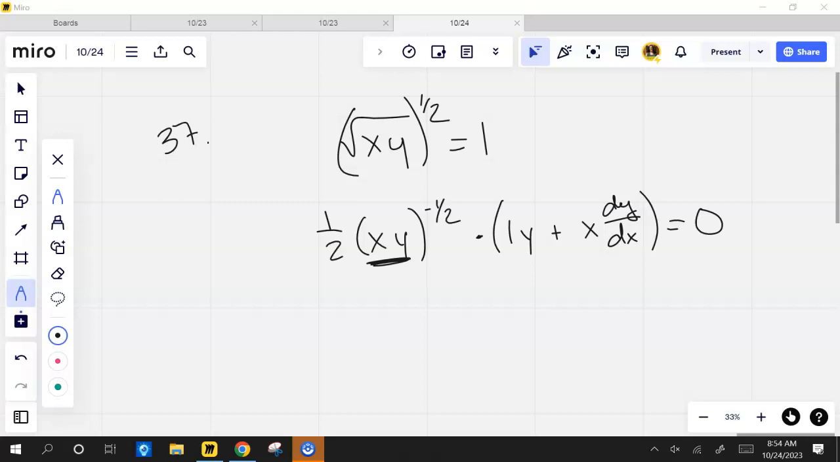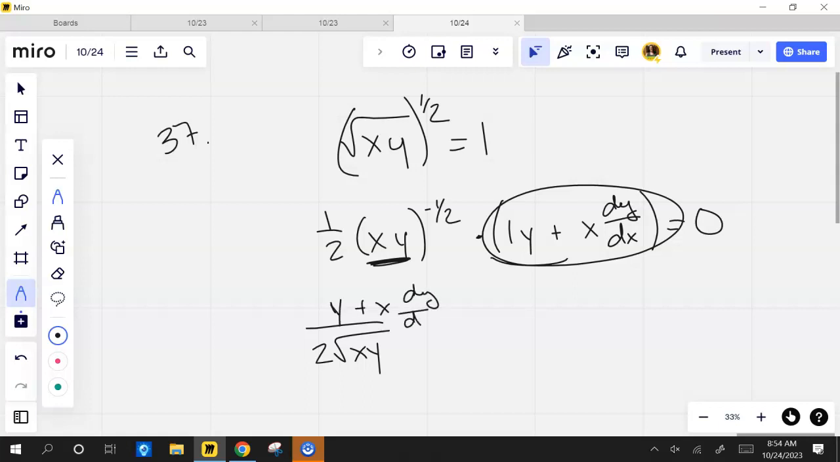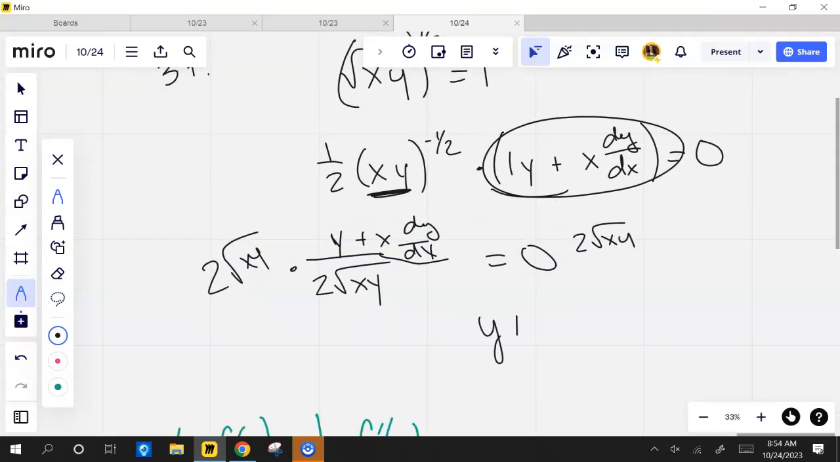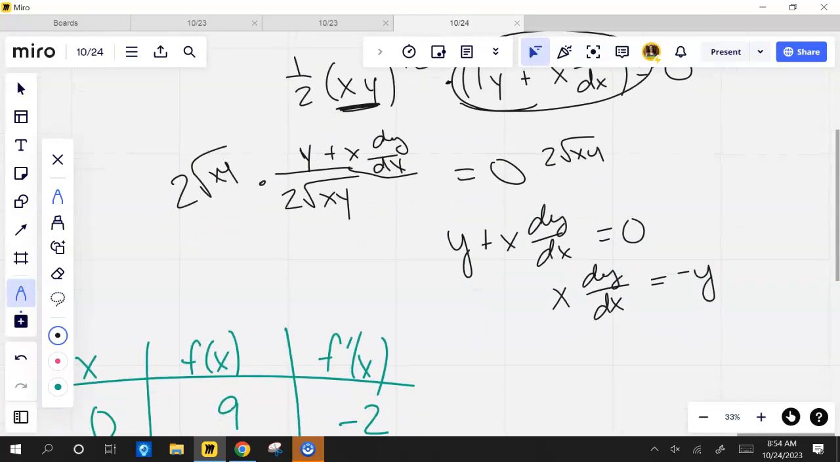This is actually going to be 1 over 2 times the square root of xy. And then I'm multiplying by all of this, so all of this is in the top. Y plus x dy dx equals 0. If I multiply both sides by 2 times the square root of xy, I get y plus x dy dx equals 0. I can subtract y, and I can divide by x.